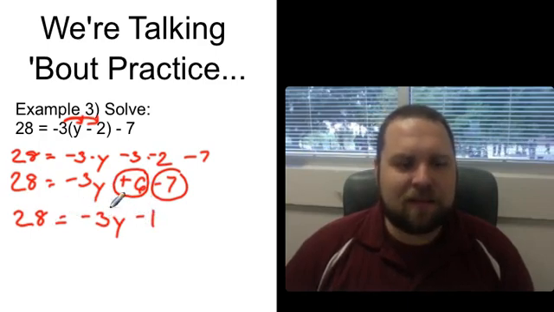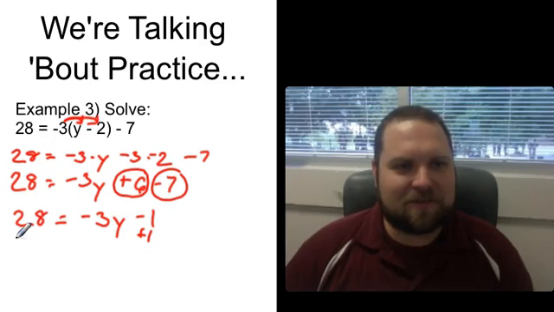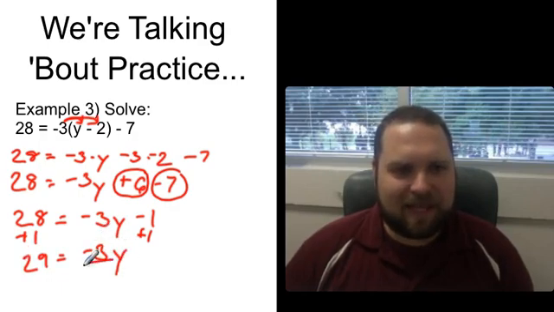And so now it's just, again, a two-step equation. Undo any addition or subtraction. So I would get 29 is equal to negative 3y. I need to get the y by itself, so I got to get rid of that negative 3 I'm multiplying by. So I divide by negative 3.